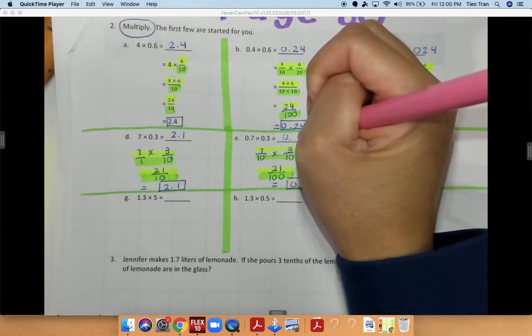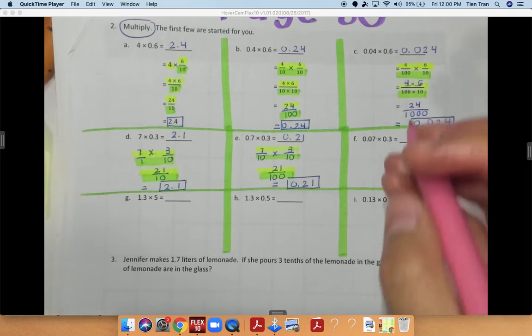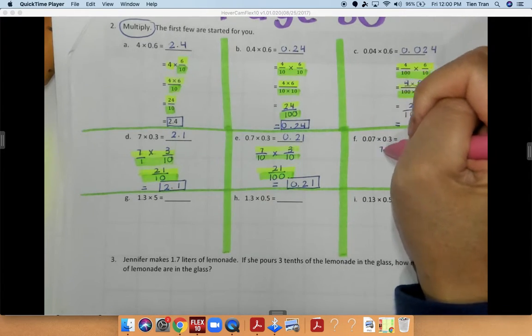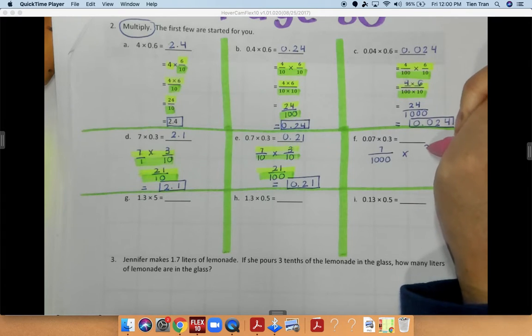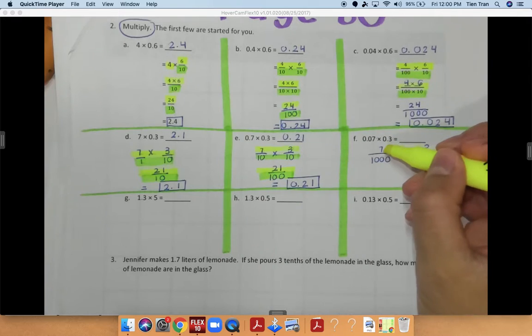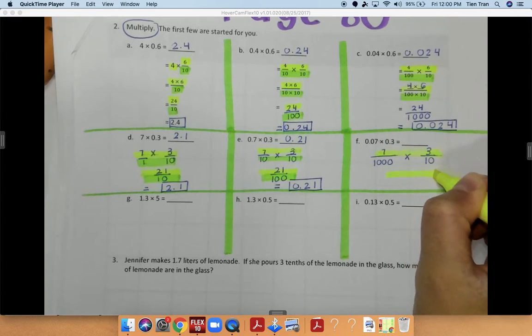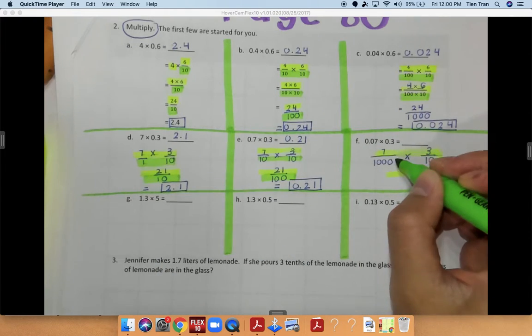So 0 and 21 hundredths. The 1 is in the hundredths place. For this one right here, we have 7 thousandths, and I'm multiplying times 3 tenths. I am first multiplying my numerator, 7 times 3, and then my denominator, 1,000 times 10.